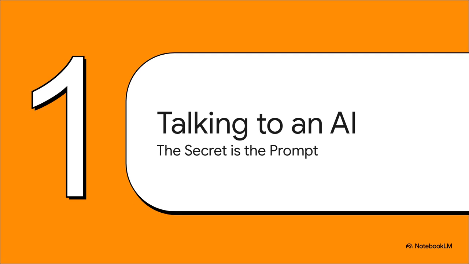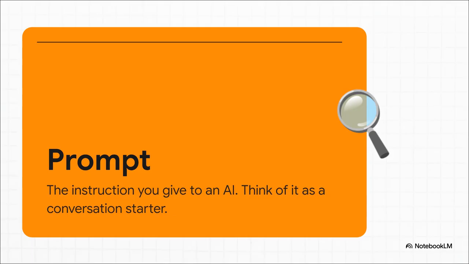Well, the secret, and I'm using air quotes here, the main skill you need to get anything done with AI is something called a prompt. A prompt is, simply put, your instruction. It's the question you ask, the command you type in. A really good way to think about it is that it's the conversation starter. And that first step is absolutely crucial because it sets the entire direction for whatever the AI does next.